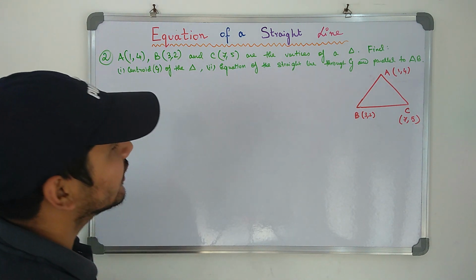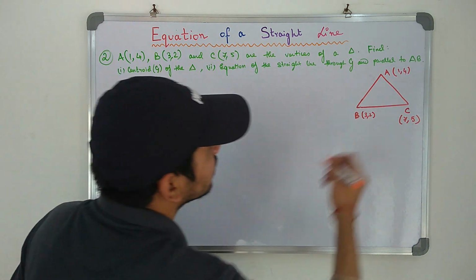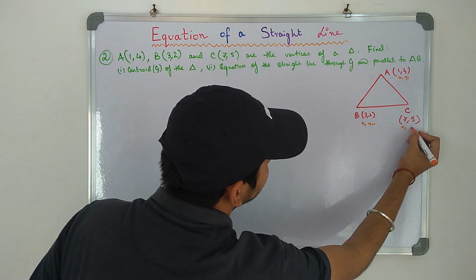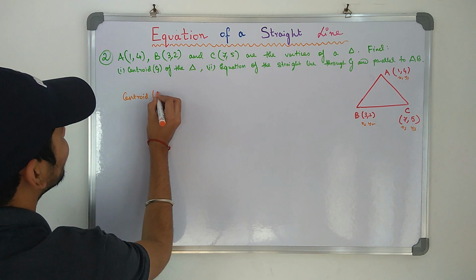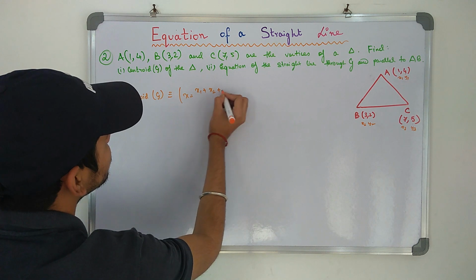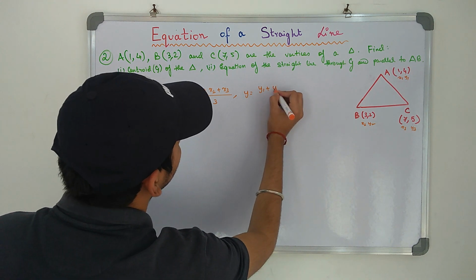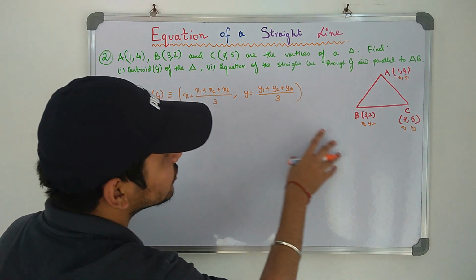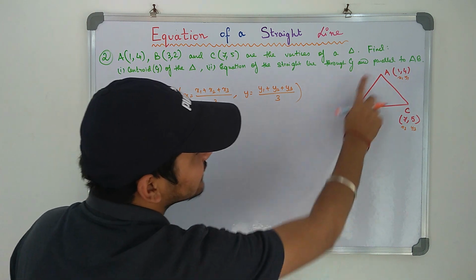First, we need to find out the centroid. I have already constructed the triangle and the three vertices A, B and C. Let this be x1, y1, this be x2, y2 and this be x3, y3. What is the formula of the centroid? Centroid G is x is equal to x1 plus x2 plus x3 by 3 and y is equal to y1 plus y2 plus y3 divided by 3, where x1, x2, x3 are the x coordinates of the vertices and y1, y2, y3 are the y coordinates of the vertices as stated here.